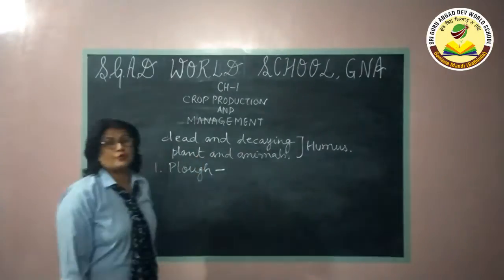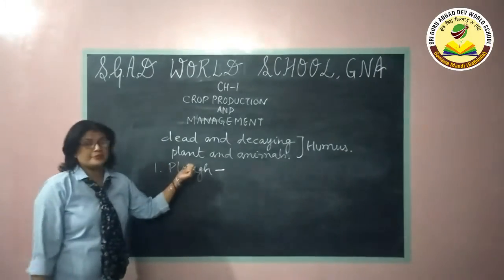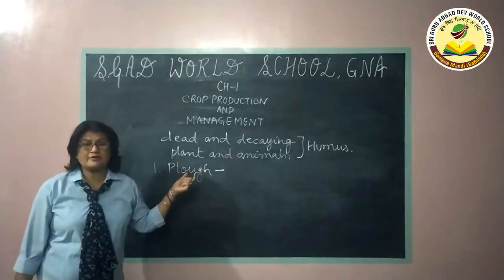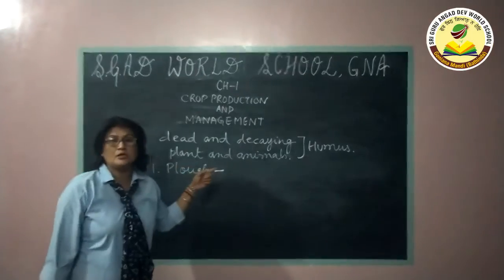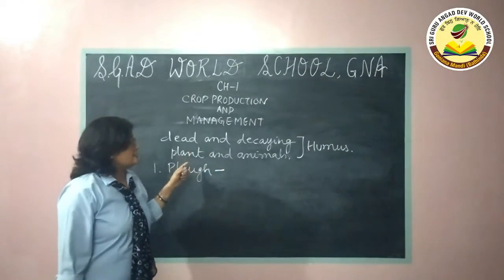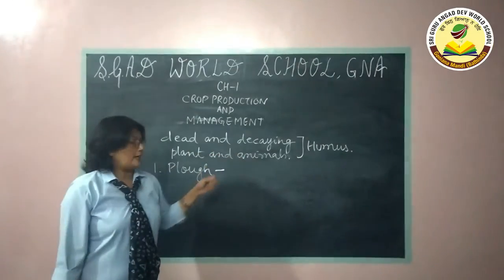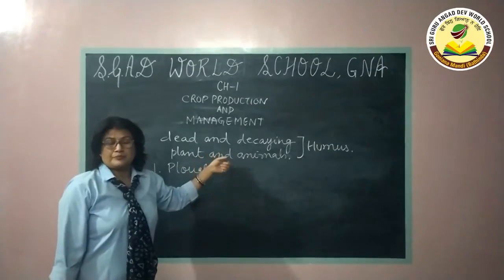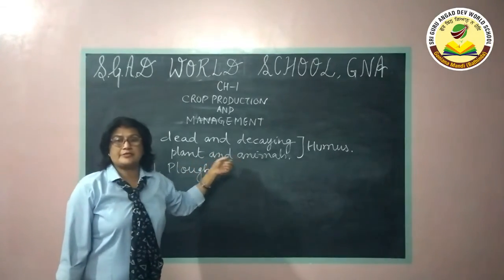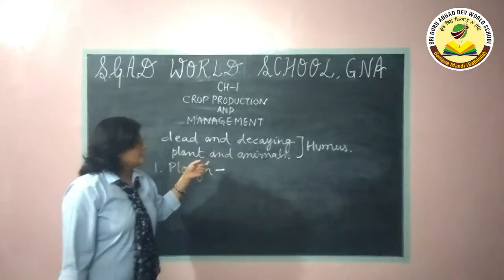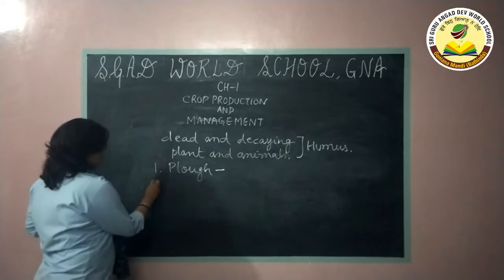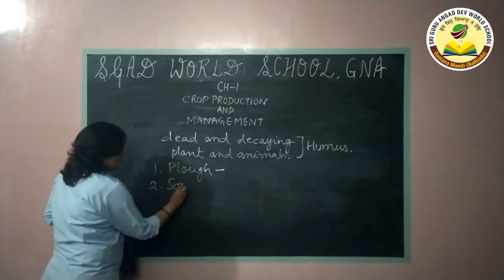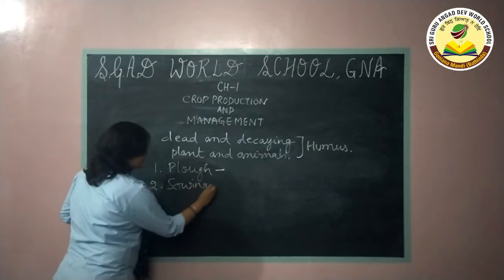Next is sowing of seed. Now the preparation of soil is done. We have seen the texture and the loosened soil. We have seen the humus presence and also the earthworms and other bacteria in the soil. Now the soil is ready for sowing of seeds.